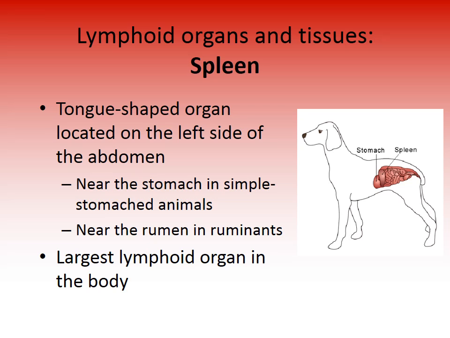The next lymphoid organ or tissue that we're going to talk about is the spleen. The spleen is a tongue-shaped organ located on the left side of the abdomen. You can see it in this picture of the dog right here. It's near the stomach in monogastric animals and near the rumen in ruminants. And it is the largest lymphoid organ in the body.